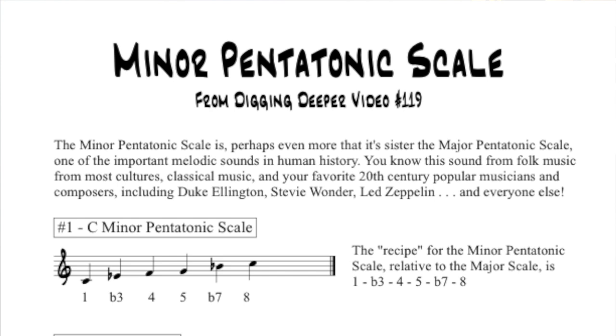Item number 1 on the sheet is the C minor pentatonic scale. All of our examples today will be in C to keep it simple. And here is the sound of this scale.